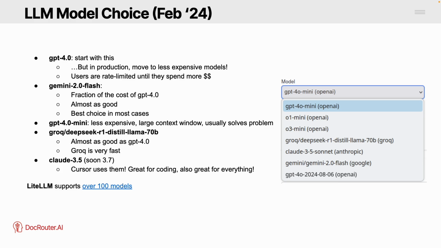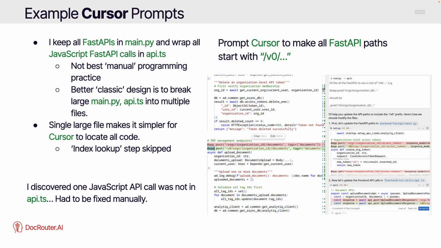LLM choices, pluses and minuses for each. For example, there's a Claude 3.7 now, right? Well, LiteLLM has not implemented that yet, so people are posting furiously to get that to work. Really, Gemini 2.0 Flash, I can't say enough good things about it, because it's pennies on the dollar compared to GPT-4o, and it's maybe 98% as good. And that's pretty much it.